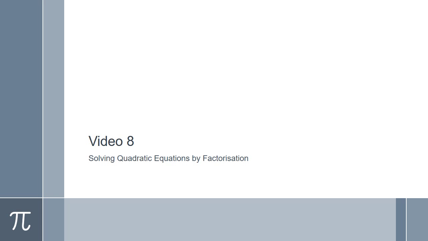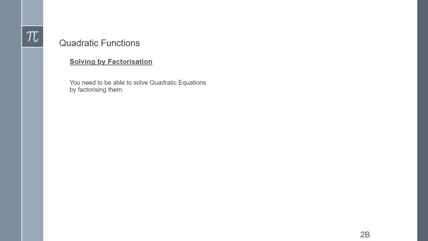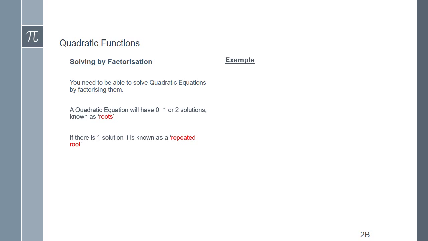Solving quadratic equations by factorisation. You need to be able to solve quadratic equations by factorising them. We looked at factorising in one of the previous videos. A quadratic equation will have either 0, 1 or 2 solutions, which we call roots. If there is one solution, we call that a repeated root.